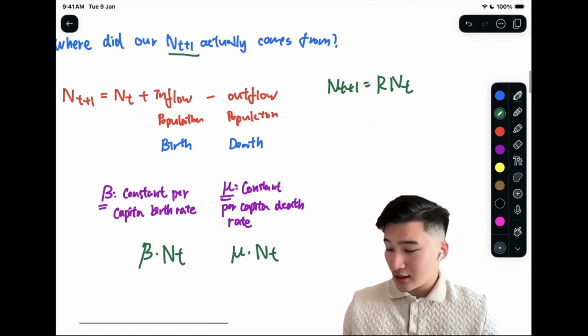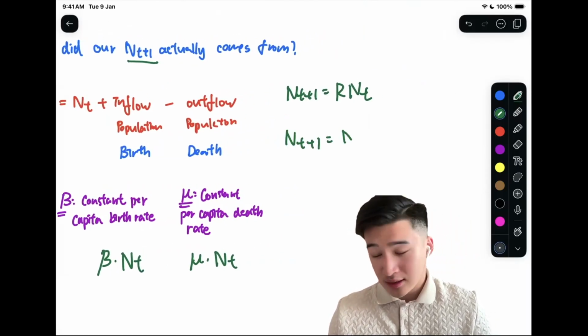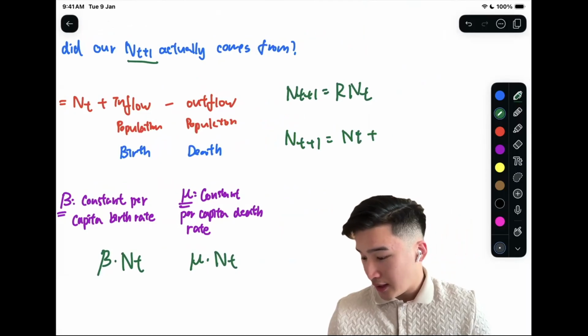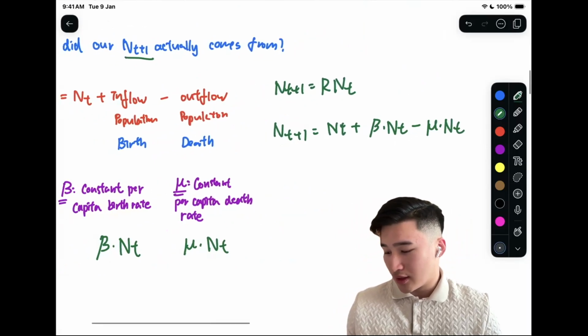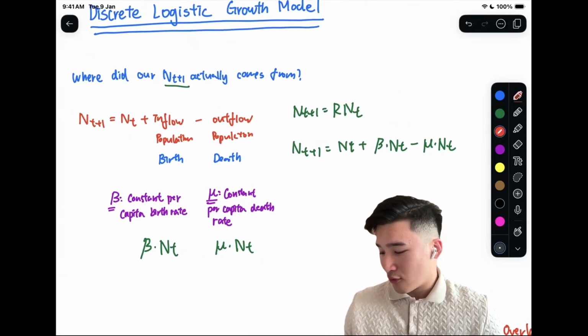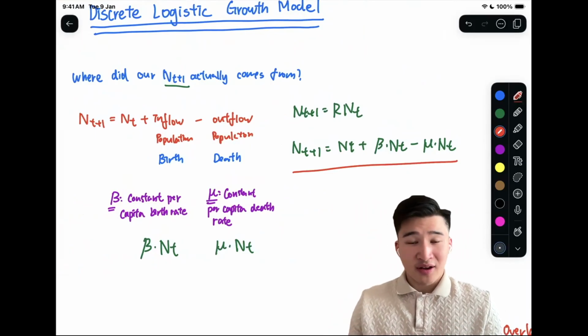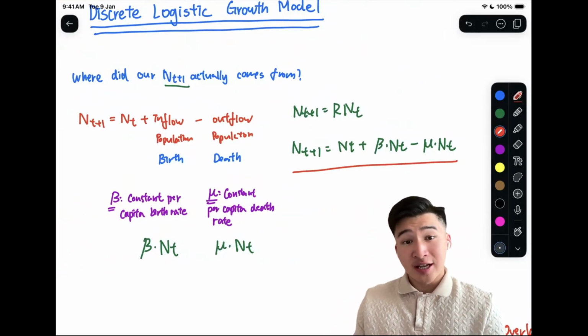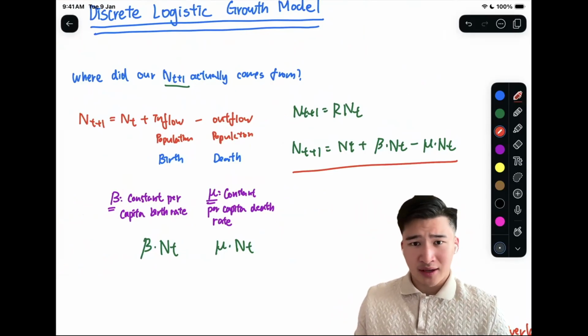Summing it up, we have N_{t+1} equals N_t plus beta times N_t, our inflow population, minus mu times N_t, our outflow population. So we have a formula like this. And this is important because understanding the concept of inflow and outflow is going to help us understand what the discrete logistic model means in some parts. We're going to talk about that in a second.